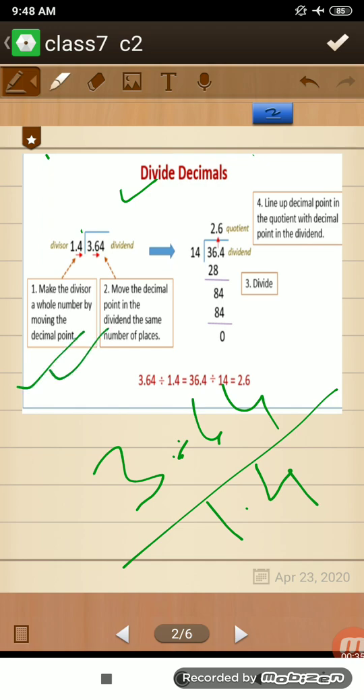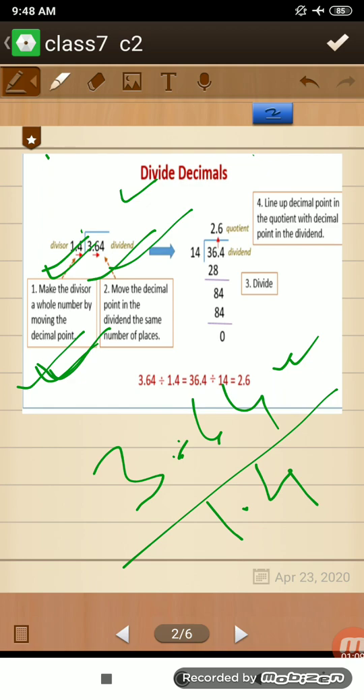Here I am putting. You can see, 1.4 is the divisor and 3.64 is the dividend. Now rule 1: make the divisor a whole number by moving the decimal point. So this is the divisor and this is the dividend.